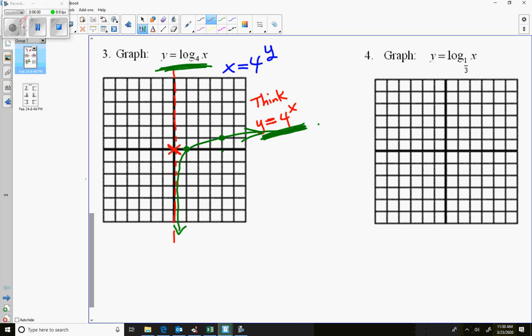Number 4. Y equals log base 1/3 of x. There is no shift, so we're going to start at the origin. Through that starting point, we have a vertical asymptote.